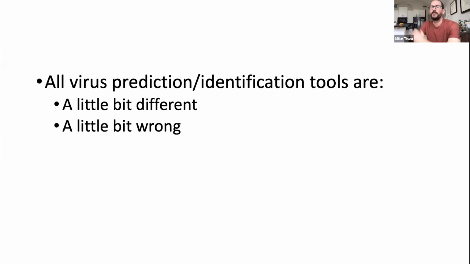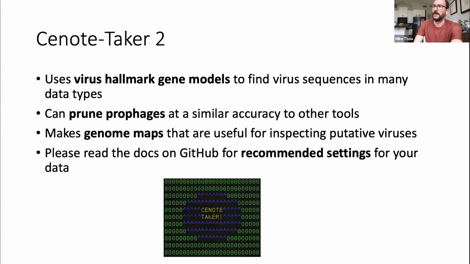Okay, and so that's pretty much what I was going to talk about. I think I got it in under time. So I'll say it again, all virus prediction and identification tools are a little bit different, and they're all a little bit wrong. And so it's important to exploit all their differences and minimize all the things that they get wrong. And that includes Cenote-Taker2. And so I hope that helps with whatever projects people have going on.